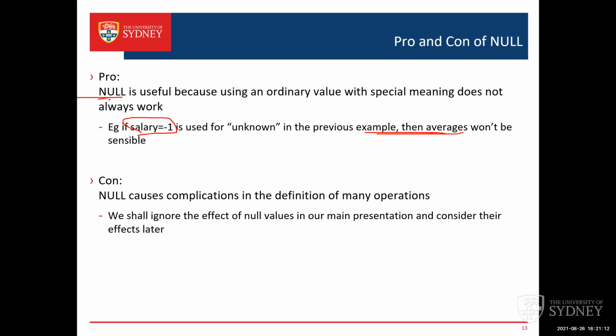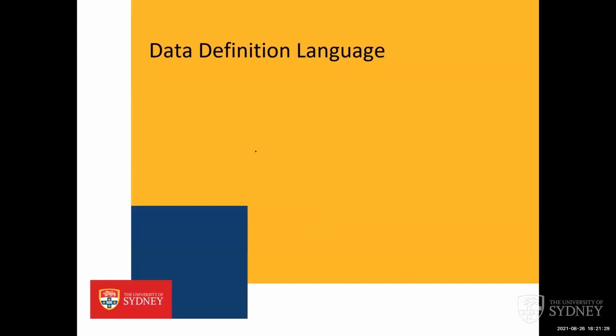What is the disadvantage? Disadvantage is definitely the complication in defining many operations. Like I said, the mathematical operations that we will have. Okay. But since we already know that this is null, special thing, we can skip that one. Okay, so hopefully now we got some idea. And now we are going to actually define how to define this data in the system.